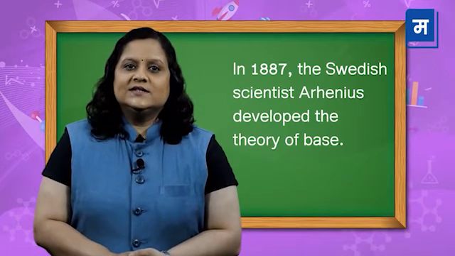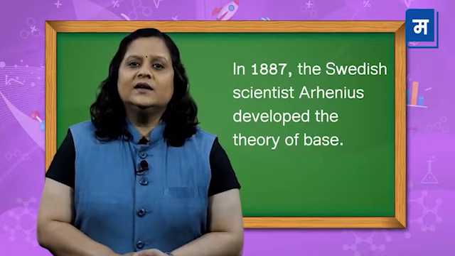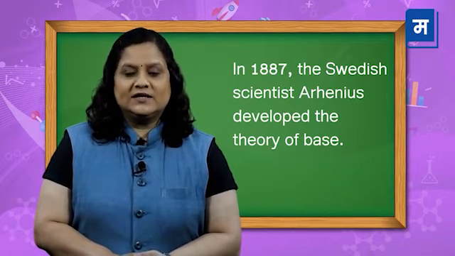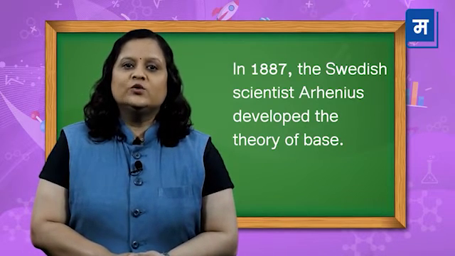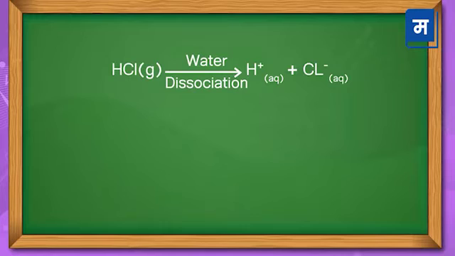Students, in 1887, the Swedish scientist Arrhenius developed the theory of acids and bases. He relied on H+ and OH- to explain both. You see, when HCl is dissolved in water, H+ is the only cation formed. From this we can deduce that H+ hydrogen ions are the only cations formed when acids dissolve.